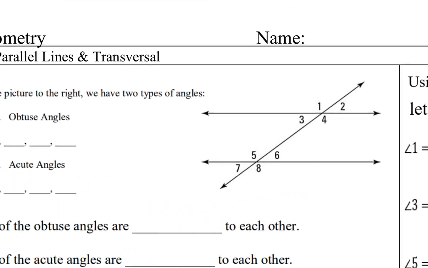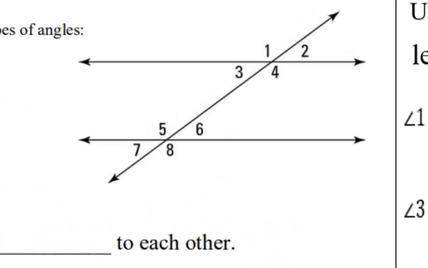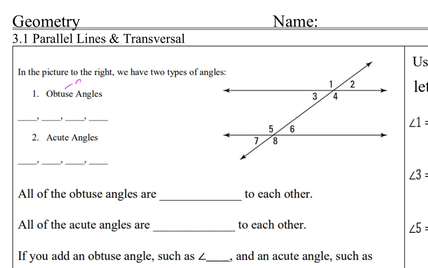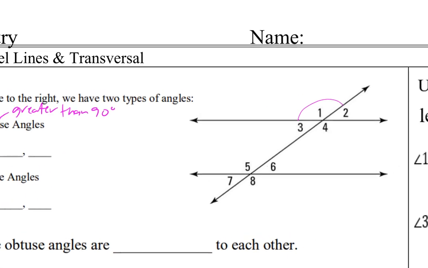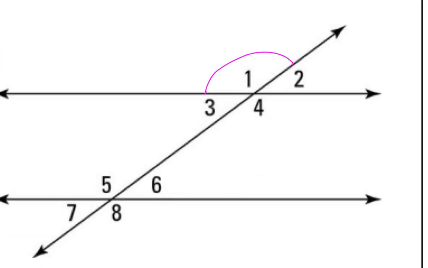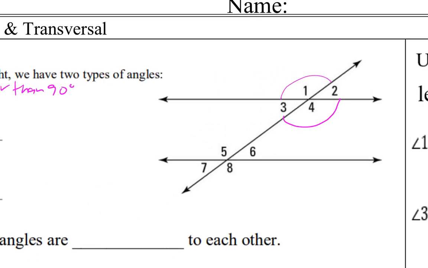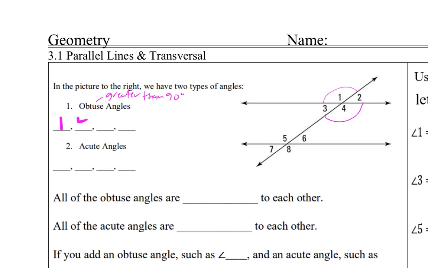So let's think about which ones are obtuse first. Obtuse, we recall, is greater than 90 degrees. So which ones look like they're greater than 90 degrees? Well, this one right here is less, right? But we also said all of these are either obtuse or acute, so let's go through all of them and see. That one's acute. That one's acute. This one is larger, so that one's obtuse. So four. So we'd say one and four, right?